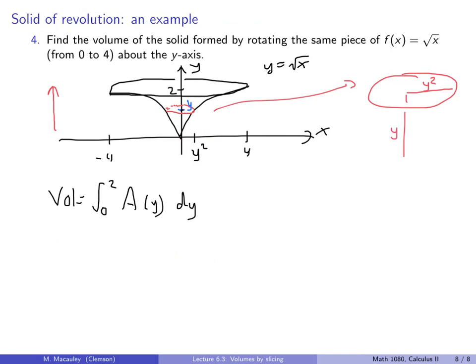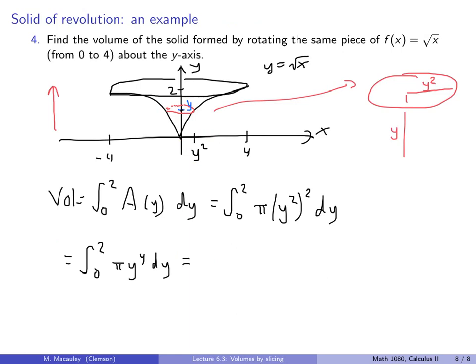So our volume is the integral from 0 to 2 of pi times y squared quantity squared dy. And now this is something we can integrate. We're integrating 0 to 2 pi y to the 4th dy. This is pi y to the 5th over 5 from 0 to 2.